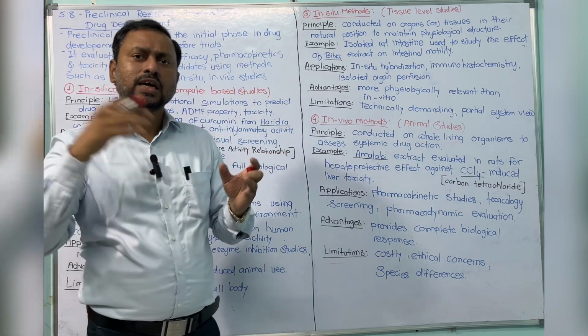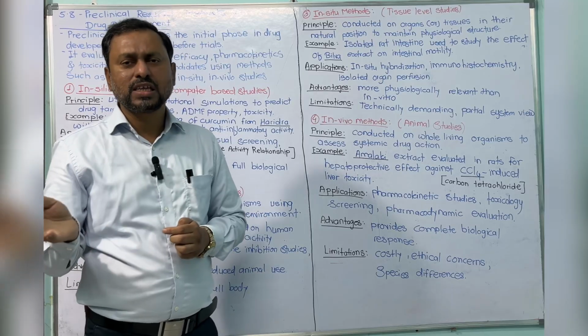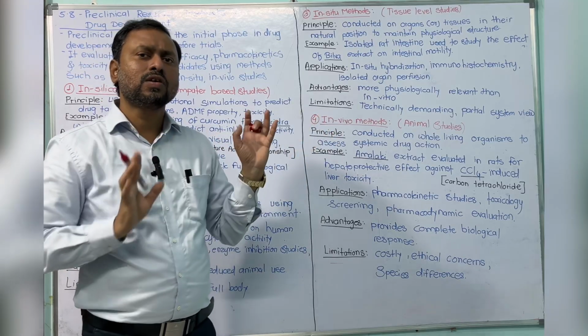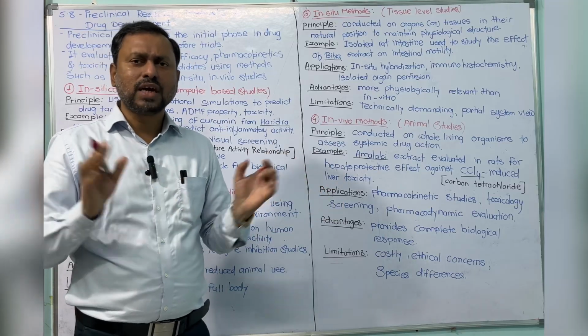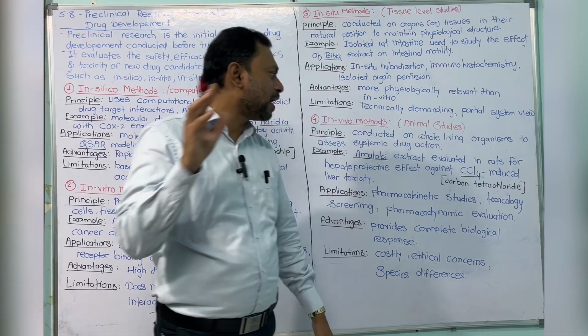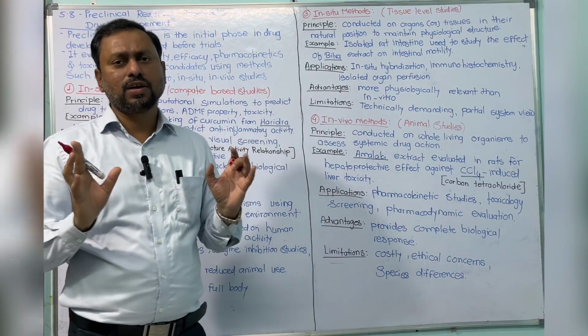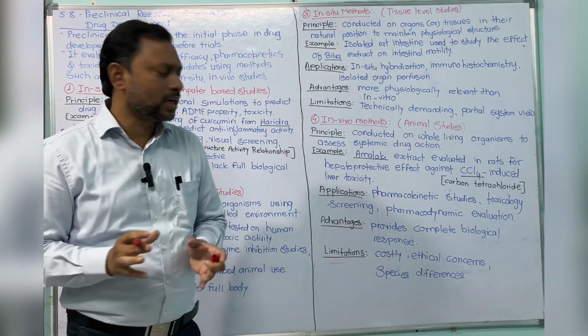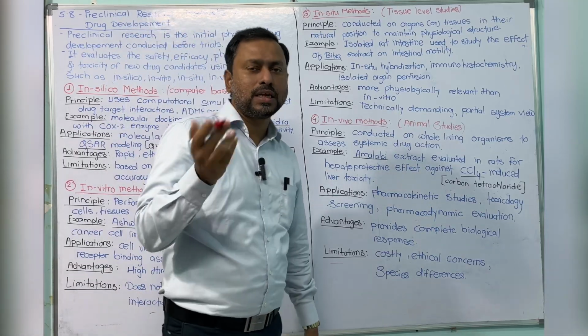If the liver function test is normal, or the liver looks normal in size and shape, it means the drug is protective. If it is not safe, then it is considered that CCl4, carbon tetrachloride, is toxic, but the drug is not protecting the liver. Like that we can analyze using this method. This is the in vivo method example.